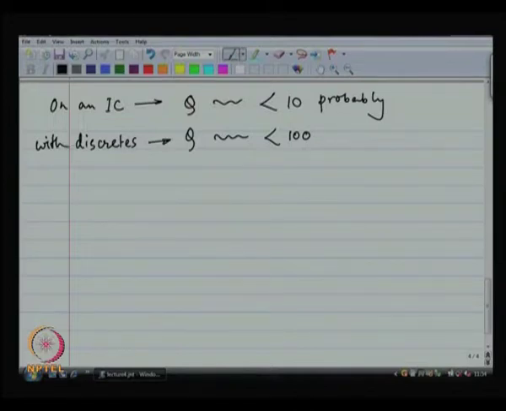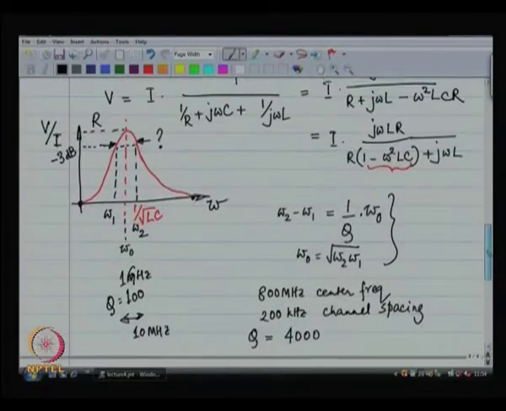Okay. These are reasonable numbers, more than this becomes unreasonable. So, that kind of tells you that if someone asks you to design a band pass filter for GSM which has a 200 kilohertz channel spacing and you have to resolve this channel spacing in the band pass filter, then he should be told that it is unreasonable for him to expect such a filter out of you, because the Q of such a filter would be 4000. It is not possible to do this.